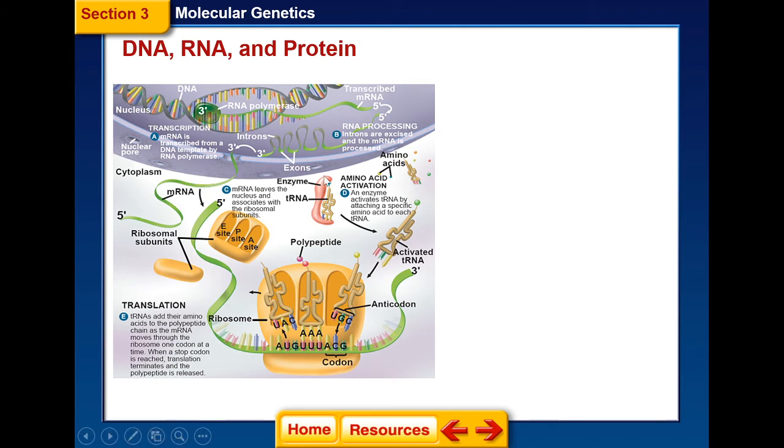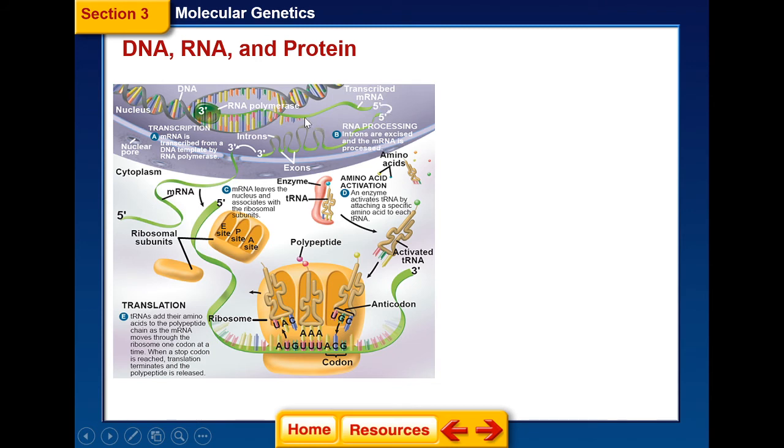Here we have the nucleus, this purplish structure. Here's a nuclear pore. So the DNA is in the nucleus. And then you have the mRNA being transcribed from the DNA template by this RNA polymerase. So going from DNA to RNA, that is transcribed mRNA. That's known as transcription.